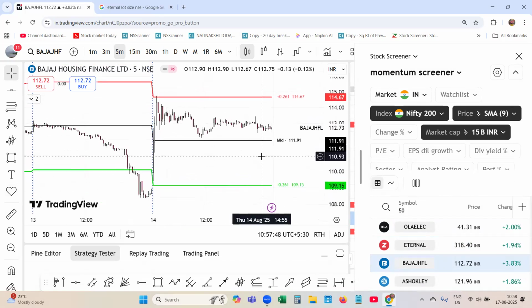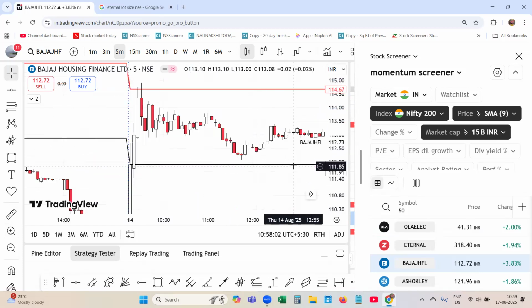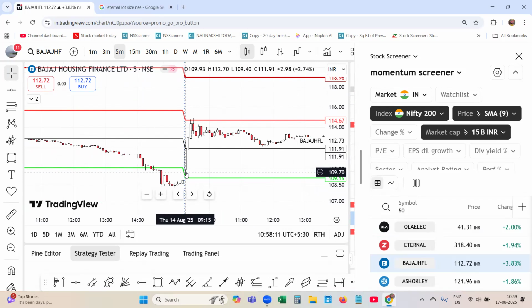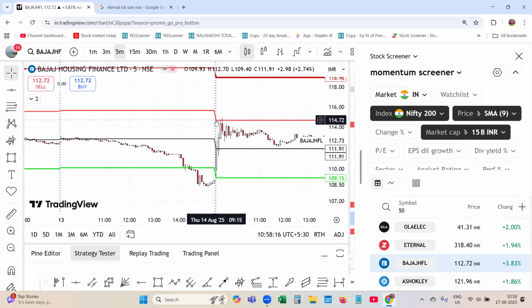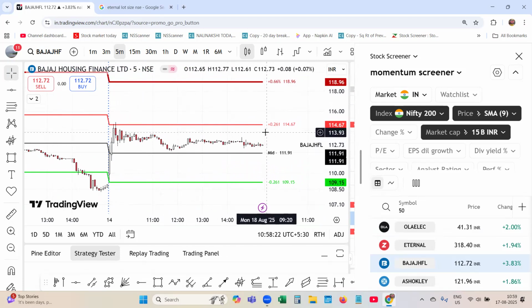Here, the presentation of this stock is very different. It is going up and hitting the target in the opening bell. The median line is here. It has opened here from the previous day, and it has traded to this target only, plus 0.261. From the minus 0.261 to plus 0.261, this is the midline.